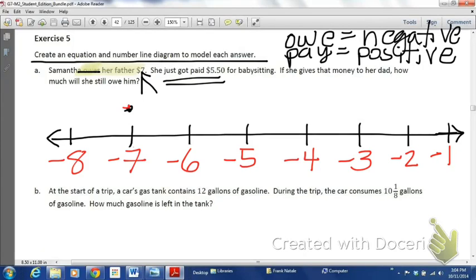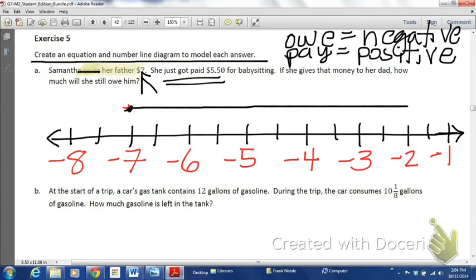So if we go ahead, let's put our little 50 cents here, because those are half dollars, right? And then we're going to go up there. We're going to go to $5.50, and there we go. We got 1, 2, 3, 4, $5.50. So $5.50 put us right there.